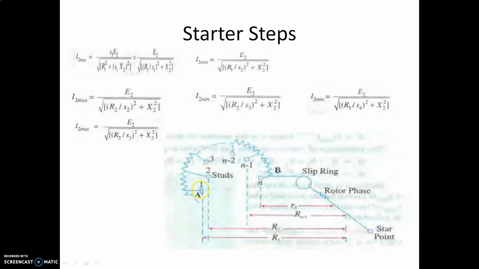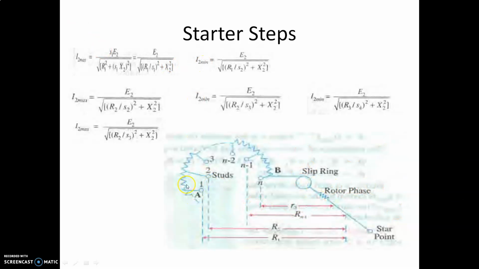You assume the steps are going to be from 1 to n number of steps. This small R2 is the rotor resistance, and starter step resistances are going to be R1, R2, etc. up to Rn-1 for this step, and in the last step the rotor resistance is going to be R2. So with this you are going to calculate the currents, minimum current and maximum current.